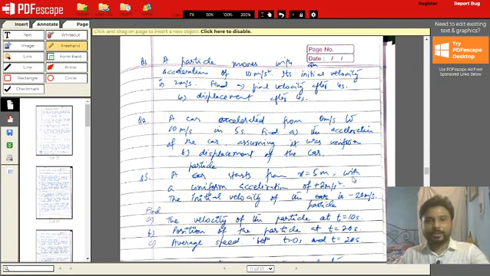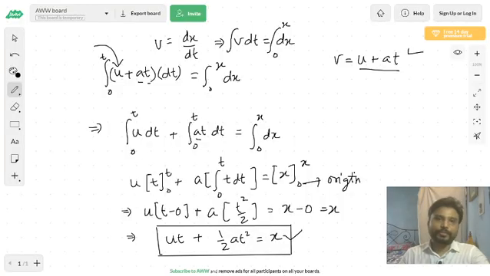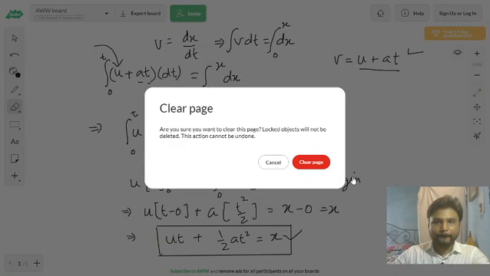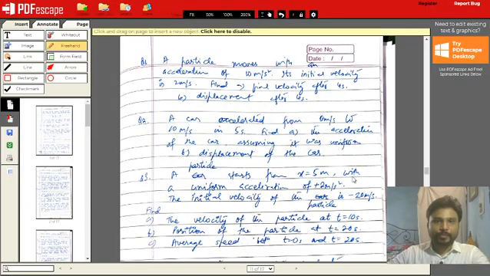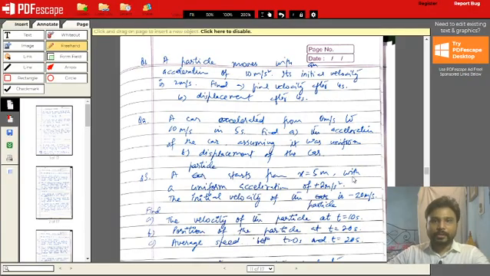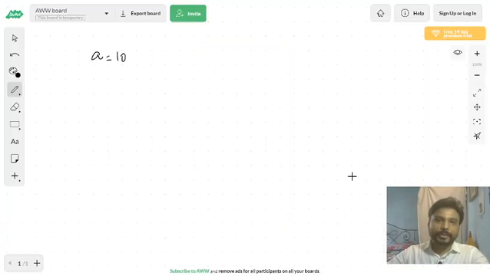Let us remember what the acceleration was here. The acceleration is 10. The particle is moving with an acceleration of 10. Its velocity is 2 meter per second. The initial velocity is 2 meter per second.